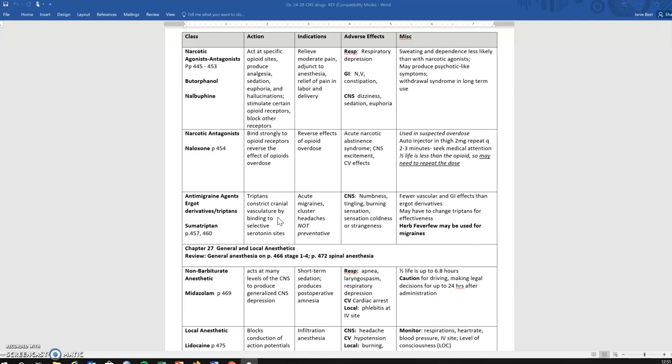The drug that we chose as the exemplar in this section is sumatriptan, and it is used to treat acute migraines and cluster headaches. It is not a preventative. It only treats the condition once it has occurred. Patients may experience some numbness, tingling, and burning, or sensations of coldness or just a strange feeling after taking sumatriptan. This drug does have fewer vascular and GI effects than some of the other ergot derivatives.